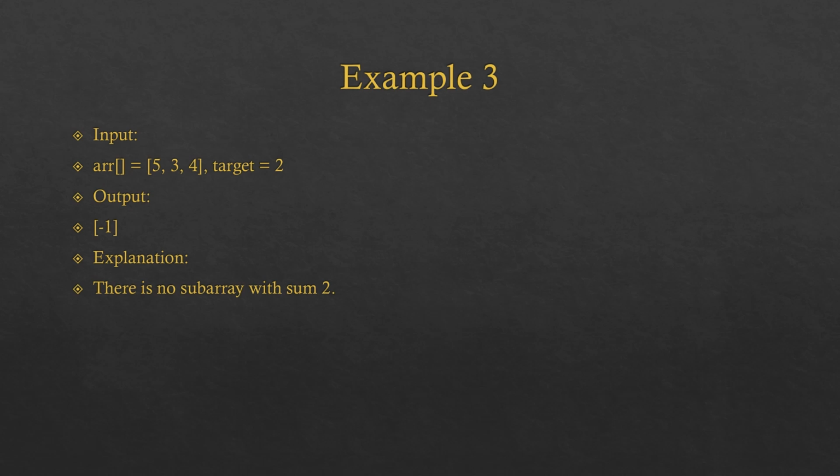Now let's look at a case where no subarray matches the target sum. Given the array 5, 3, 4 and a target sum of 2, there is no subarray with a sum equal to 2. So the output in this case will be -1.